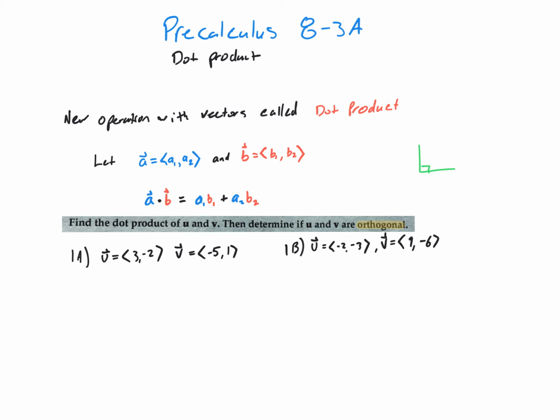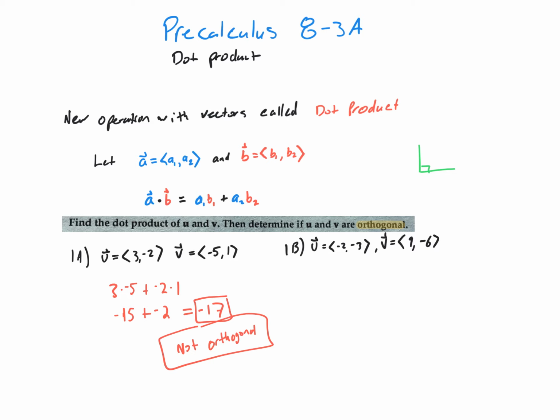So for these ones here, 1a and 1b, we're going to try to do one of those. Since we want the dot product of u and v, I'm going to say 3 times negative 5 plus negative 2 times 1. So this is going to be negative 15 plus a negative 2, so it's going to be negative 17. So is that orthogonal? No, because it's not 0. So I'm going to say not orthogonal.